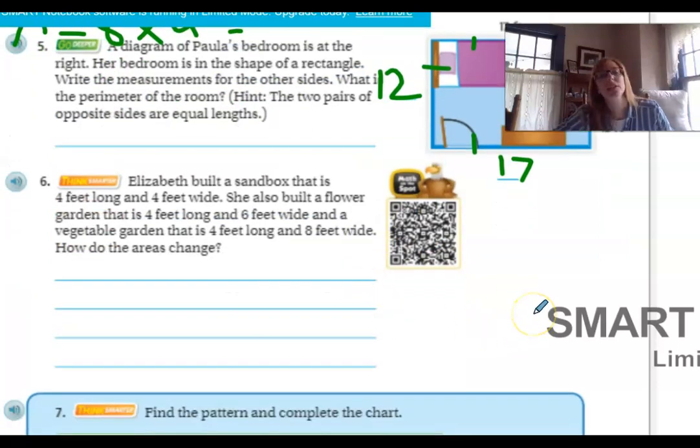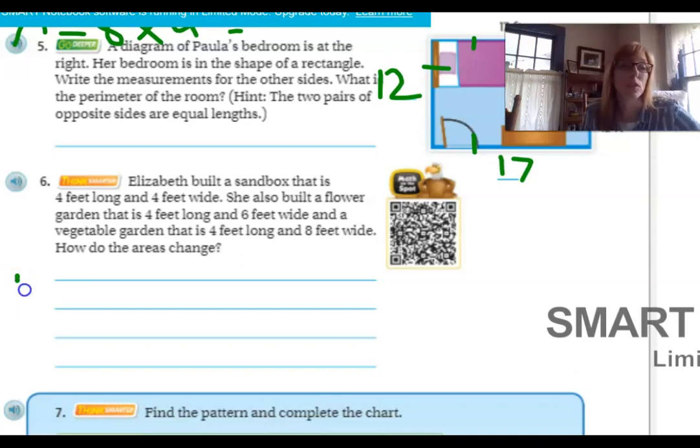All right, Elizabeth built a sandbox that is 4 feet long and 4 feet wide. So it's 4 feet this way, 4 feet this way. So all of a sudden you should know what shape that is. Okay, you're right, that is a square. She also built a flower box that is 4 feet long and 6 feet wide, and a vegetable garden that is 4 feet long and 8 feet wide. How do the areas change?